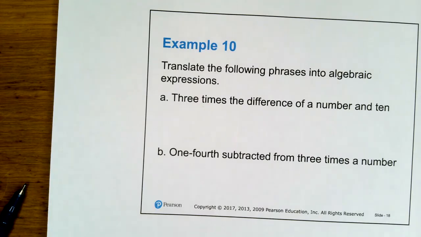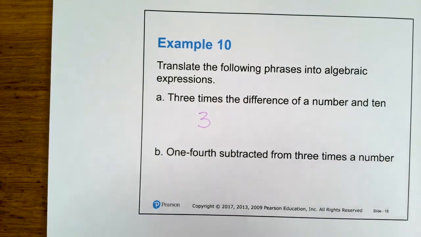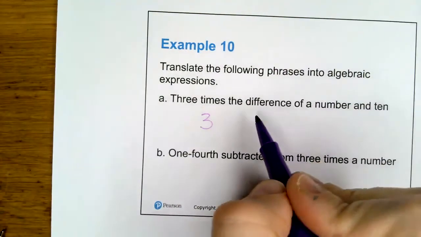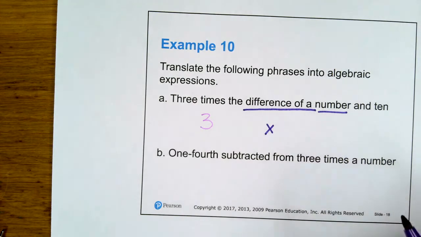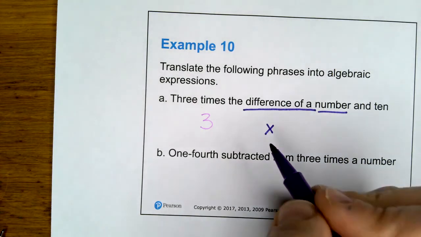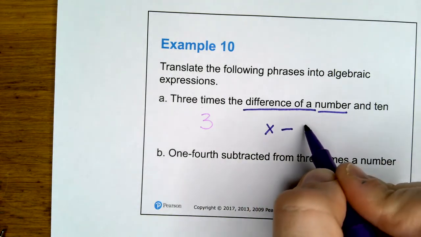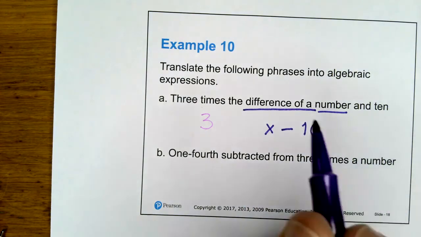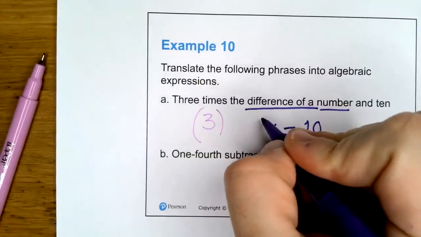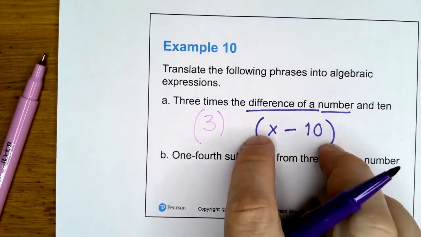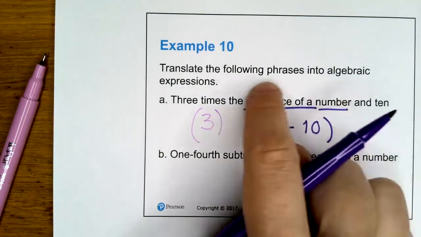Three times the difference of a number and 10. So here's my number. The difference of a number and 10 means x minus 10 or 10 minus x. 3 times the difference of, so I have to put parentheses around this because I want to distribute the 3 to the x and the negative 10, or I want to do this first and then multiply 3 times all of that, okay?